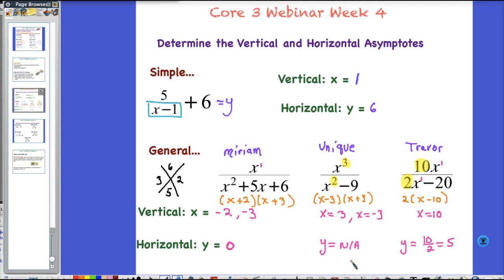All right, you guys. So, quick recap. Vertical is the same. We always look at what would make our denominator equal 0, right? We're always looking at the excluded value. It doesn't change. Horizontal, though, if we're bottom heavy, it's always 0. If we're top heavy, we don't have a horizontal asymptote. And if they're the same, we divide our coefficients. Okay, what questions do you guys have on these asymptotes?